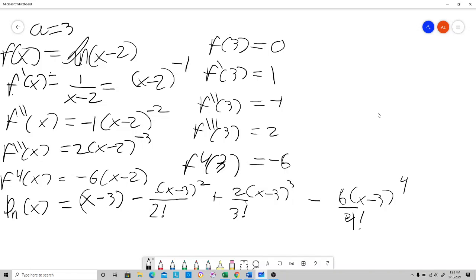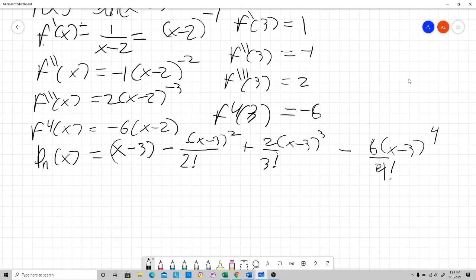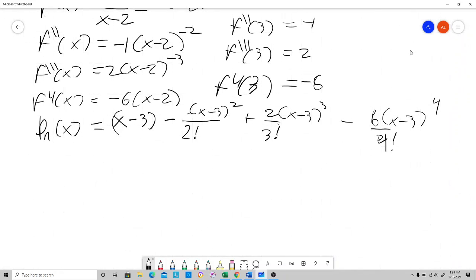And then the next step is we need to come up with our sum. So let's see patterns right here. So let's write the sum, and this goes to infinity. So let's write the center term. So let's do x minus 3 here.